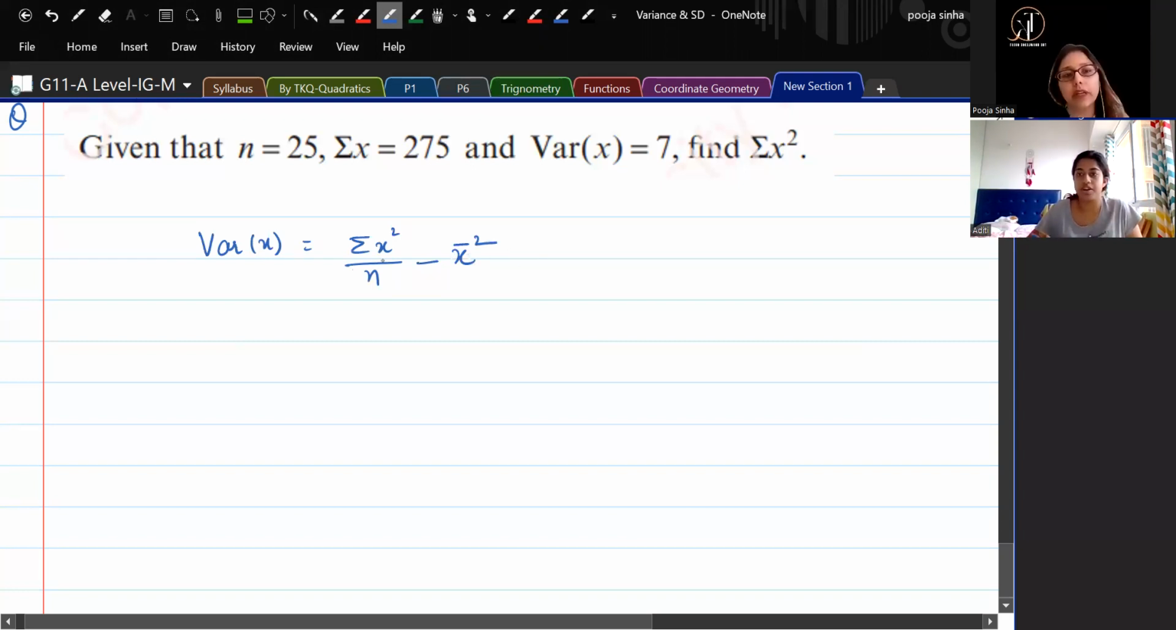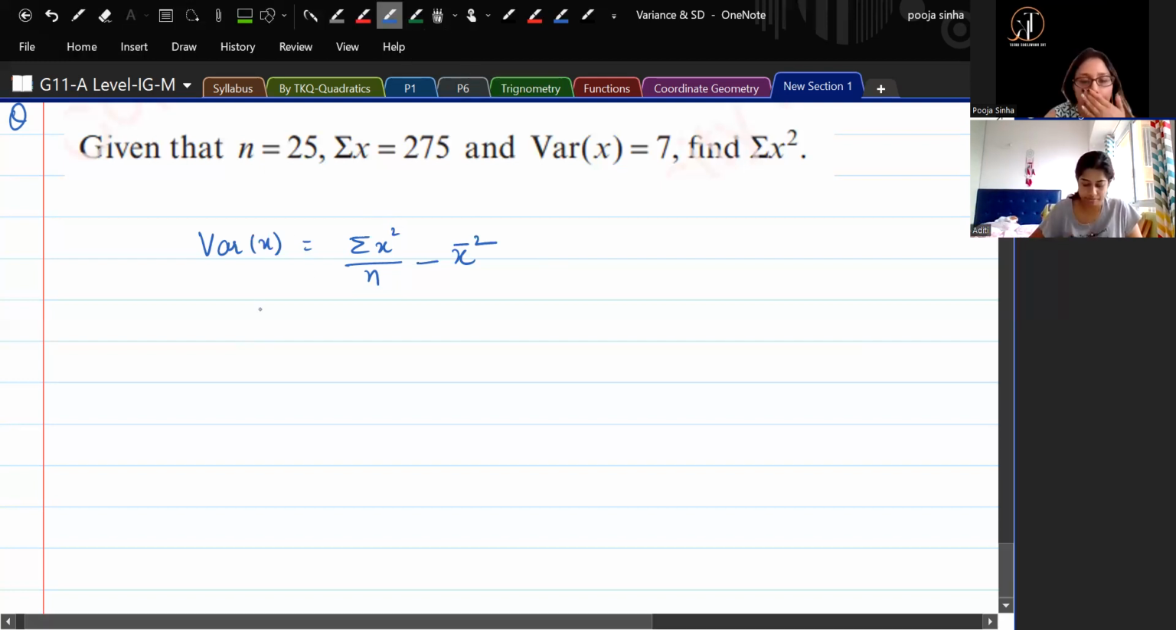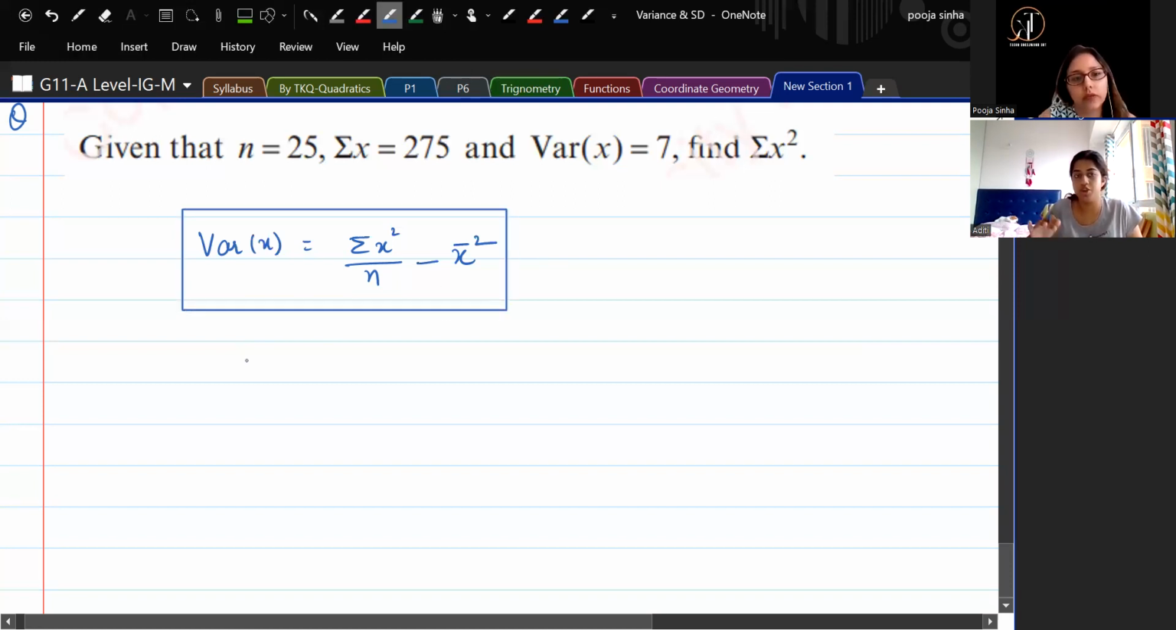Okay. And why have you not taken f here? Because in the question there has been no frequency given in this case. Okay, then I think that's the formula. First I'll find x bar. So that is what? Summation x divided by n. So 275 divided by 25. Keep it like that right now.